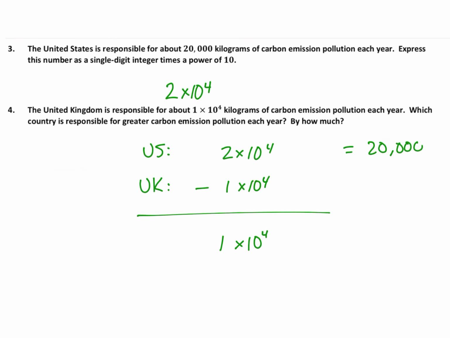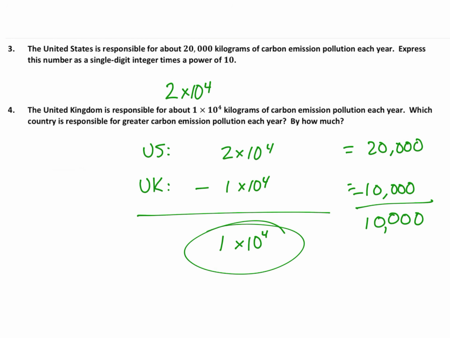We could also look at it like this. This would be 20,000, and this would be 1 with 4 zeros following it. So if we were to subtract, we would get 0, 0, 0, 0, and 2 minus 1 is 1. That's a 1 with 4 zeros behind it, which is the same as what we have here. By how much? This is kilograms. Make sure you label it with units.